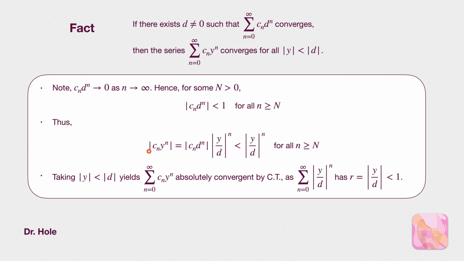But because we're using the absolute value of Cn y to the n, we get that the series given by Cn y to the n not only converges, but is absolutely convergent. Nice. That finishes the fact.